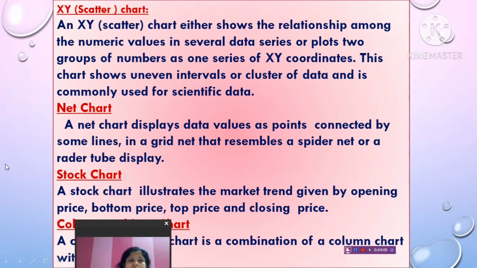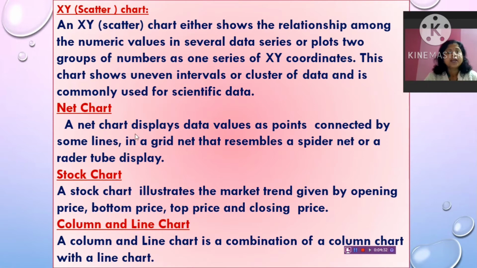Next is your XY or scatter chart. An XY chart either shows the relationship among the numeric values in several data series or plots two groups of numbers as one series of XY coordinates. This chart shows uneven intervals or clusters of data and is commonly used for scientific data.